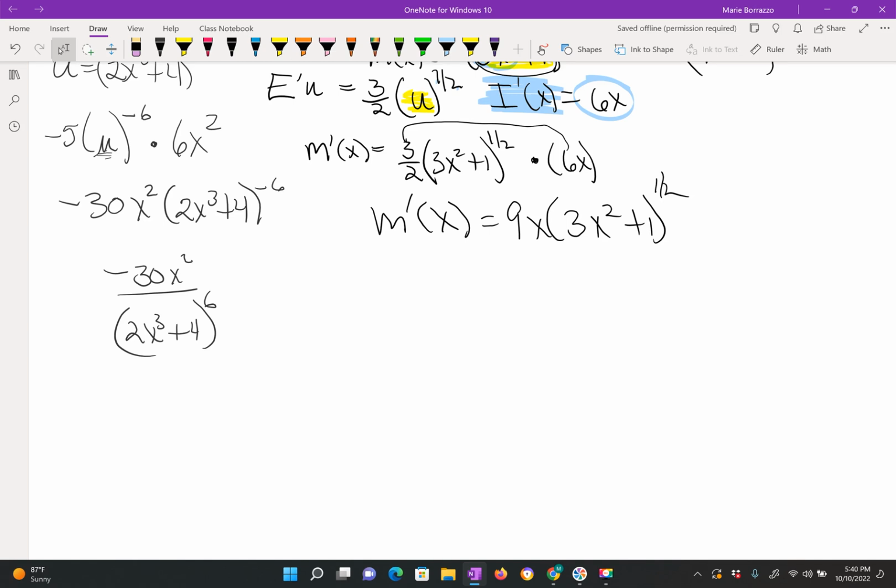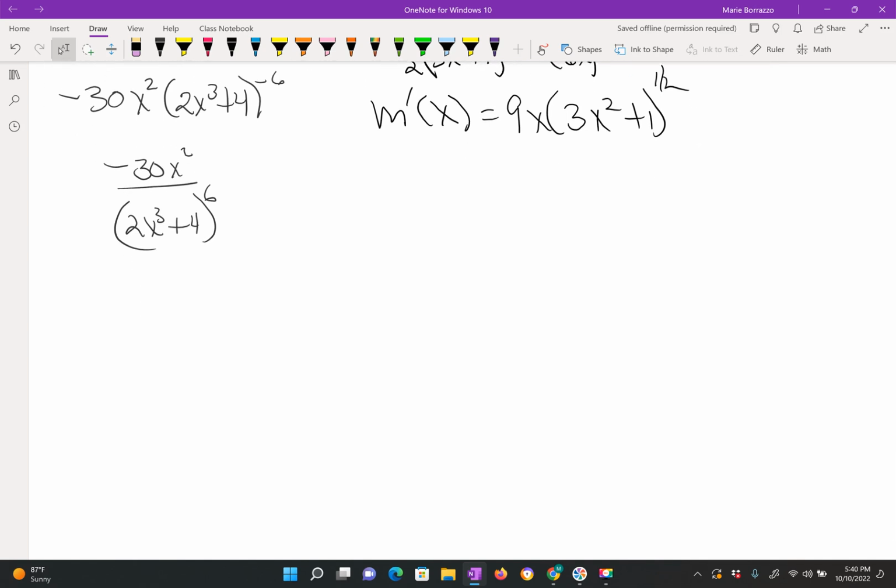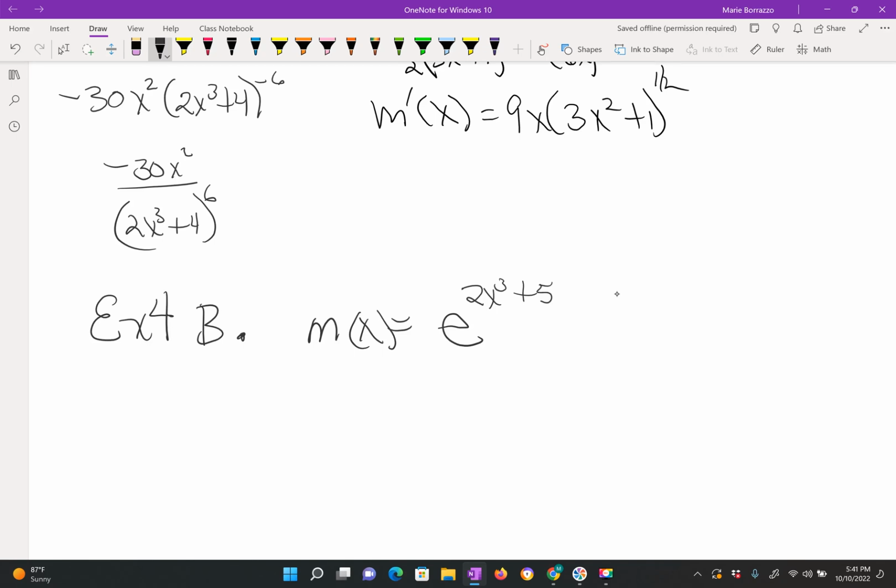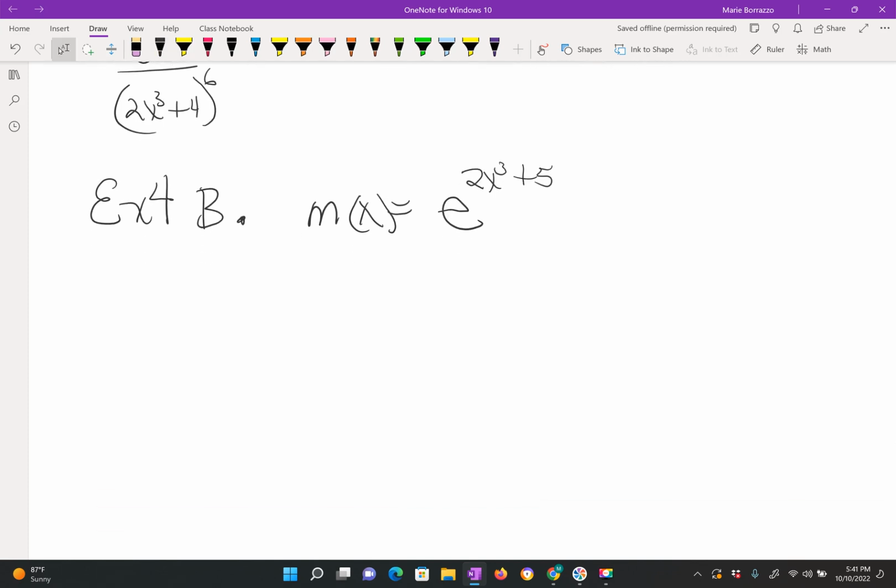Okay, let's try this one. So we're still on example 4, so don't think I'm running away. This is example 4b, and they're giving us the function m of x is equal to e raised to the 2x cubed plus 5. Okay, remember the derivative of e to the x is basically itself, and the derivative of natural log x is 1 over x. So we're going to hit those next.